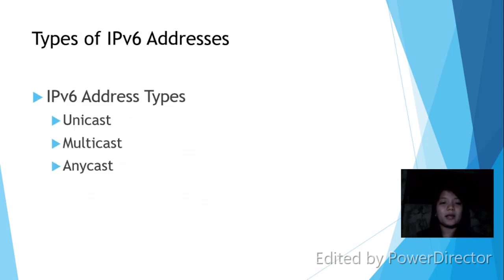Then types of IPv6 addresses. The IPv6 address types are unicast, multicast, and anycast. Just like in IPv4, the unicast is from one host to another individual host. Then the multicast is from one host to a selected group of hosts. And then the anycast is from any one host to any host.